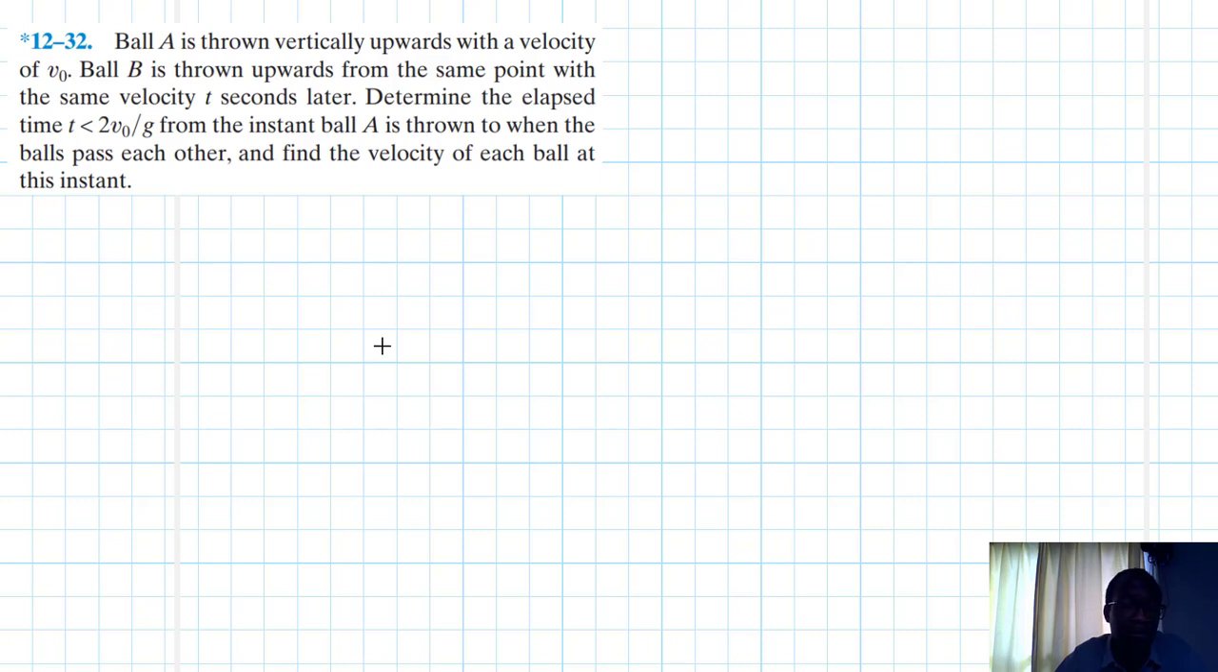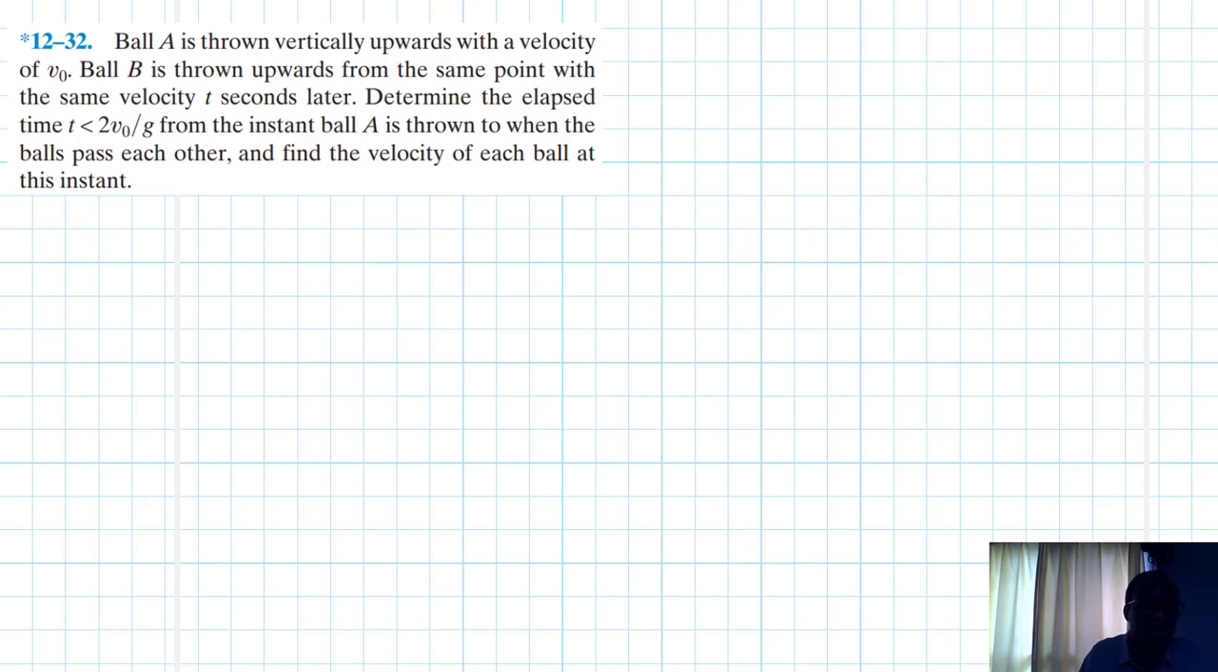This problem is coming from Engineering Mechanics Dynamics, 14th edition by R.C. Hibbeler. So we have two balls, ball A and ball B. Again, here we are dealing with rectilinear motion. This is motion in a straight path or straight line. Right, so here balls are being thrown vertically upwards.